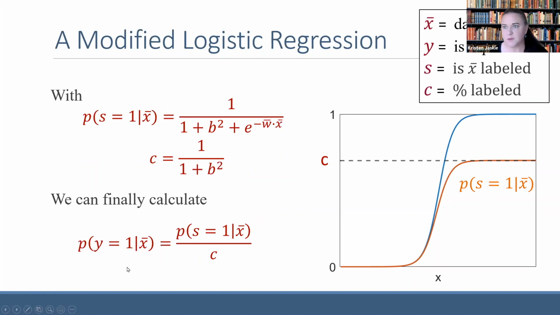We want to be able to label stuff. We want to be able to say, is something positive or negative? So once we have these two things, we can do that. We can come up with our final classifier.